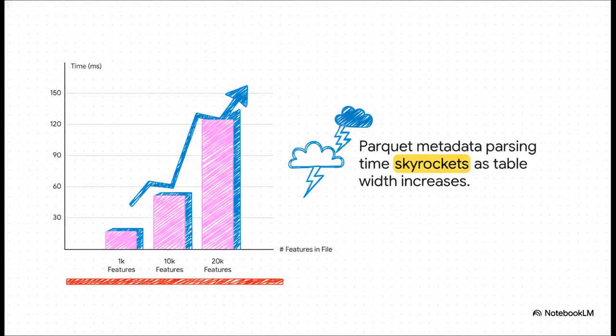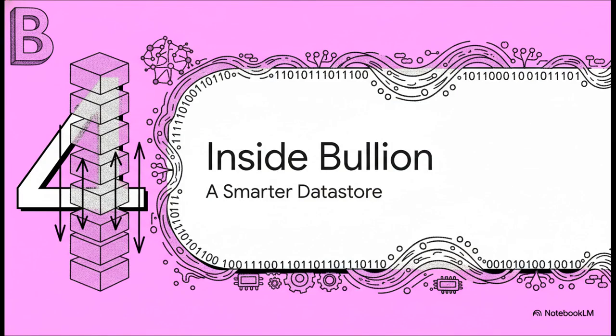But now, look at the red line down at the bottom. That's Bullion. It's flat. Completely flat. It doesn't care if you have 10 columns or 20,000. The time to access the data is basically instant. So, the big question is, how did they pull that off? Let's dive into the solution ByteDance engineered to solve these huge modern AI problems. It's their custom-built data format, and it's called Bullion.